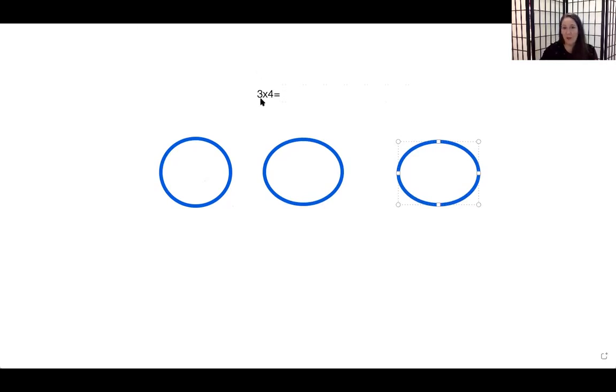So I'm going to go with hearts and I'm going to count it like this: 1, 1, 1. 2, 2, 2. 3, 3, 3. 4, 4, 4. Now I just have to count up all my hearts to get the answer. So 1, 2, 3, 4, 5, 6, 7, 8, 9, 10, 11, 12. So 3 times 4 equals 12.